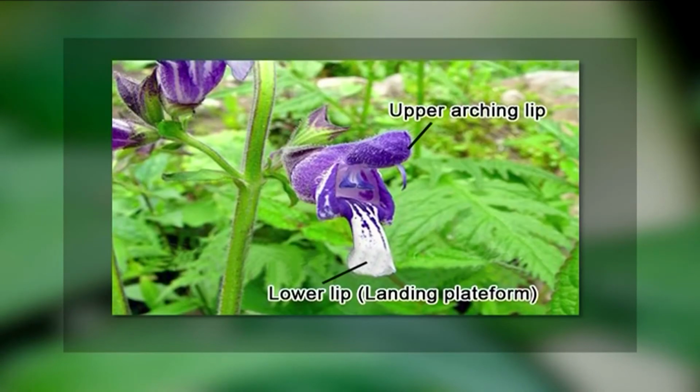The arching upper lip of the bilabiate corolla usually protects the stamens and stigma, while the lower lip provides a landing platform where the pollinators can land. Because it is often showy, pollinators get attracted and land at this lower lip. During this landing, the pollinator is dusted with pollen on its back or even on its head as it probes for nectar.